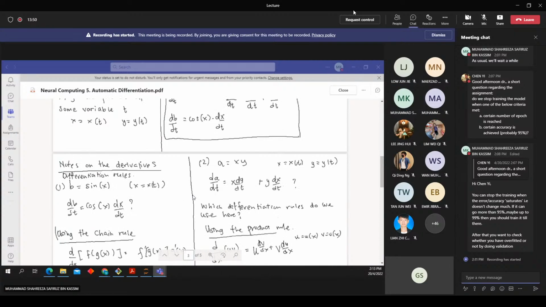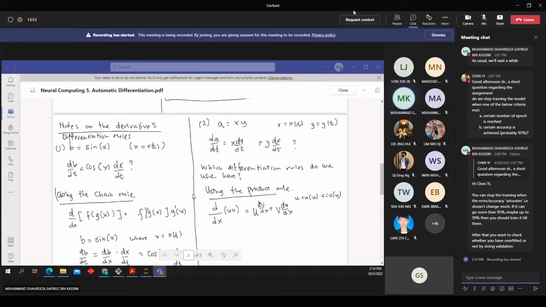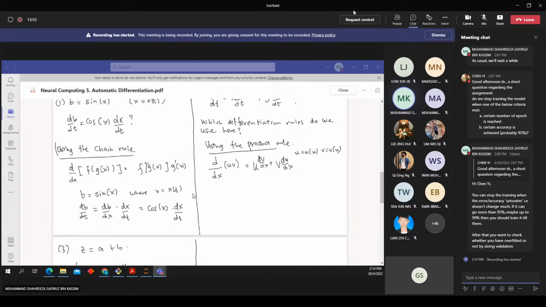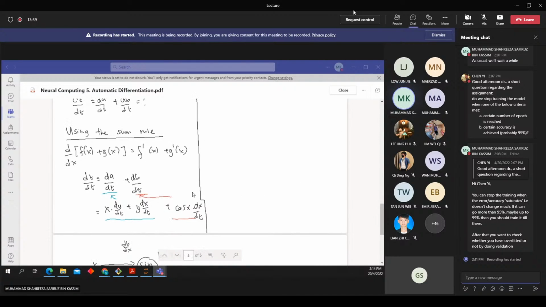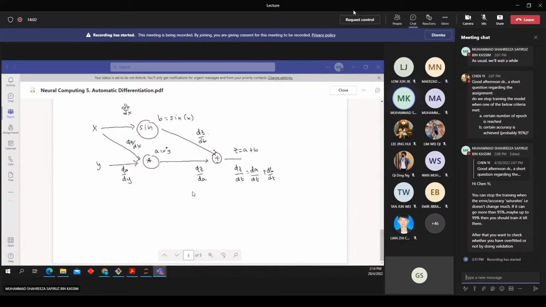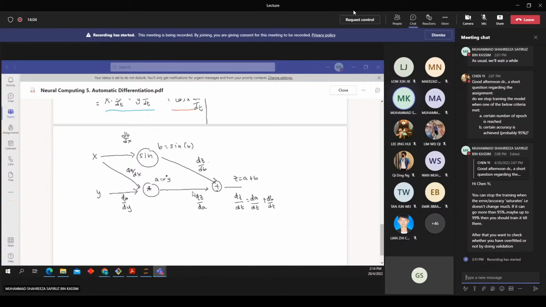By using the chain rule, we are formalizing how we want to represent this in our automatic differentiation problem. So we can use the chain rule here to compute dz/dt with respect to t, because we have computed the local gradients before that.